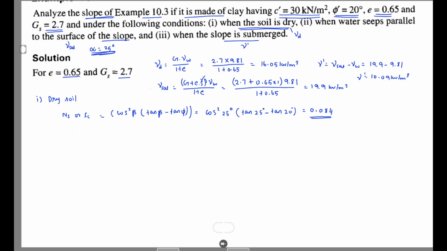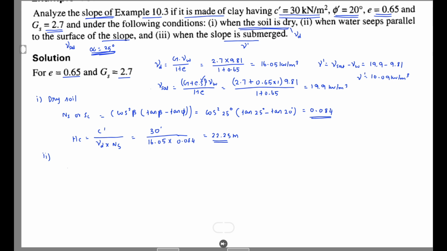Now the critical height: Hc equals, the formula is, C dash divided by gamma D into Nc, or Ns. Substituting all the values: C dash equal to 30 divided by gamma D value 16.05, which we found, into Ns value 0.084. Solving this, we get the value of 22.25 meter.